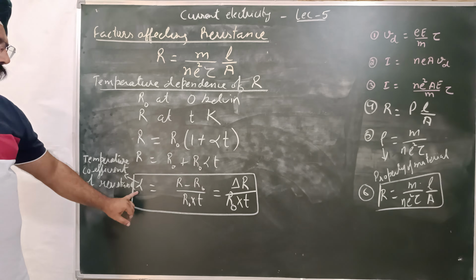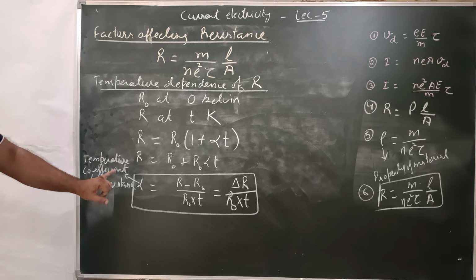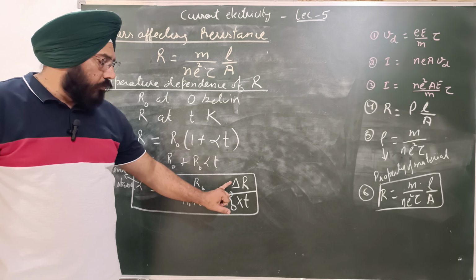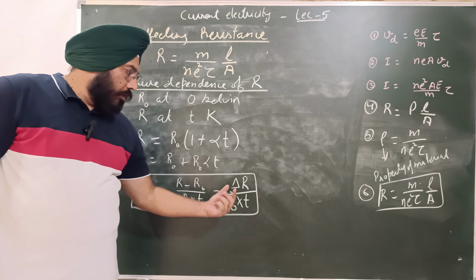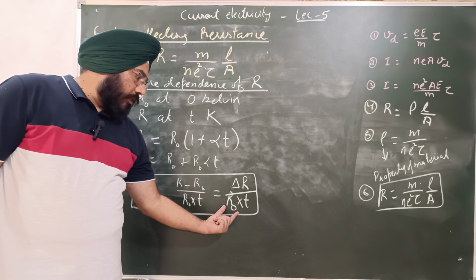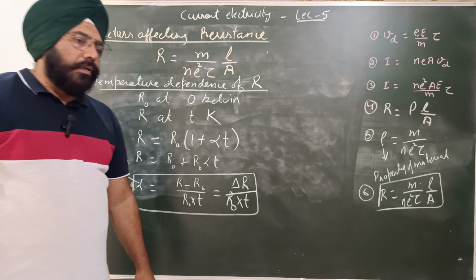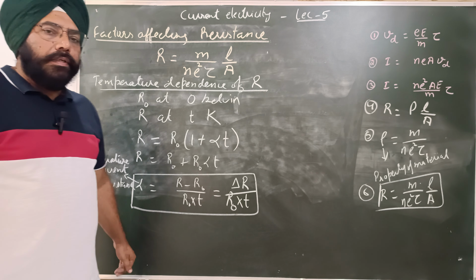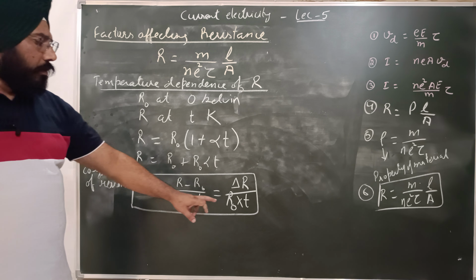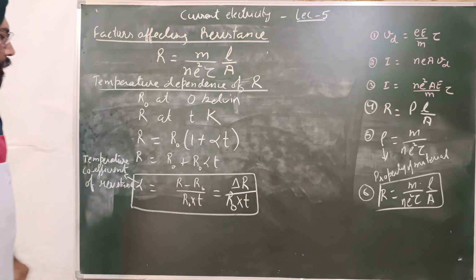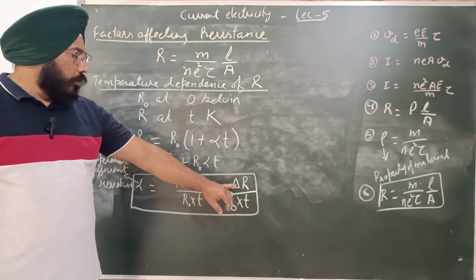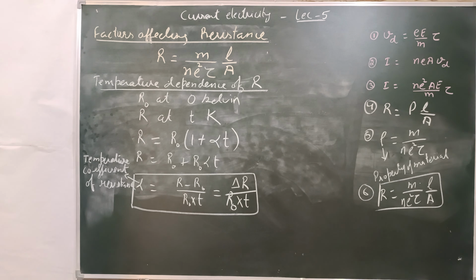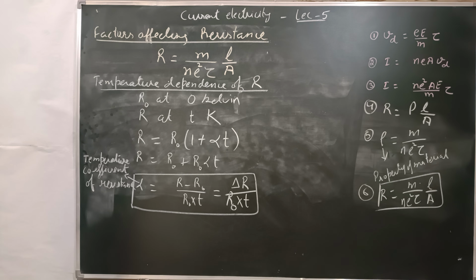So alpha is defined as the ratio of the change in resistance per unit original resistance and change in temperature. Do not confuse T with time. It is temperature. In some books, this T is replaced by theta. So per unit original resistance and change in temperature, this is what is called alpha.